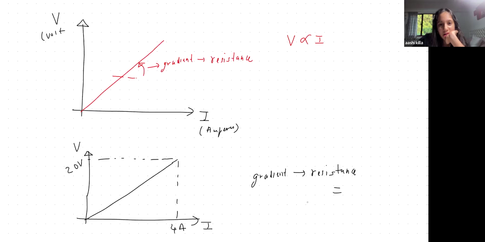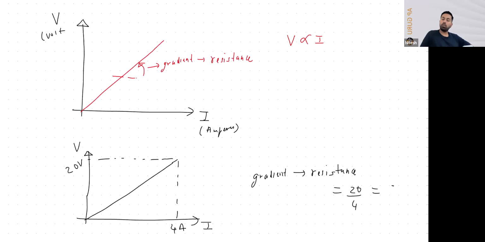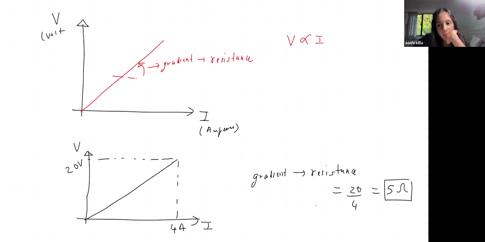Is it just 5? Yeah, exactly. It's 20 divided by 4, which is 5 watt. 5 versus 5 ohms. Yes, that's correct. Got it? Yeah. Okay, perfect.